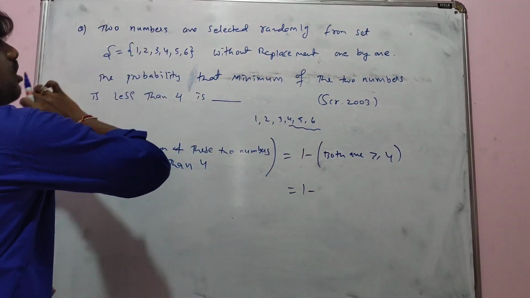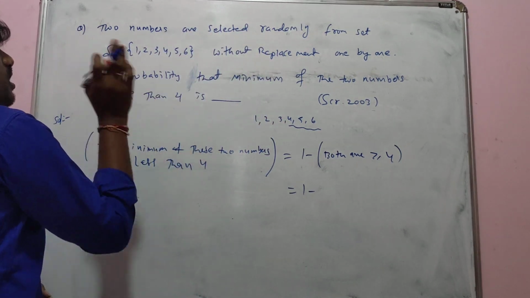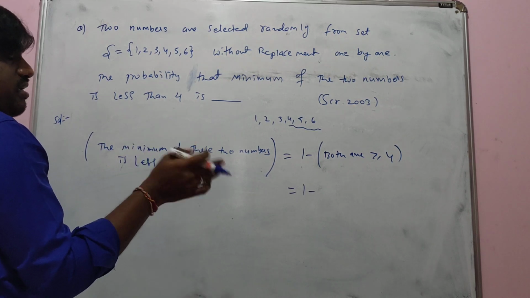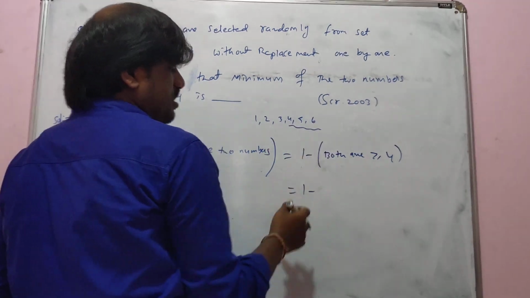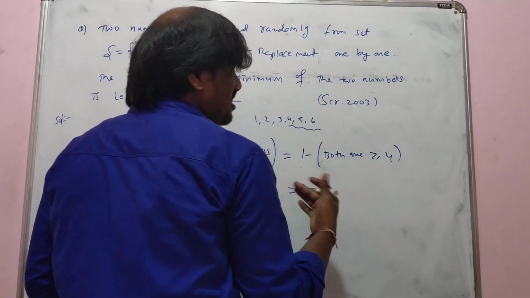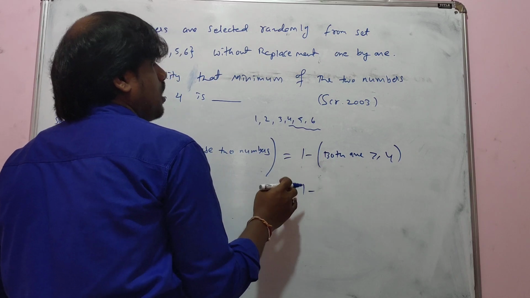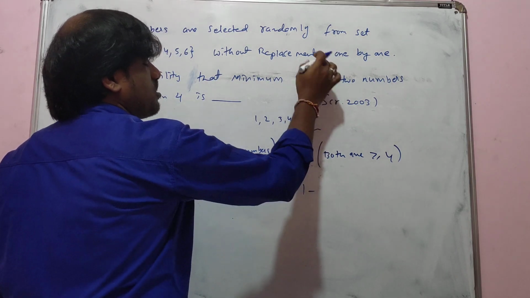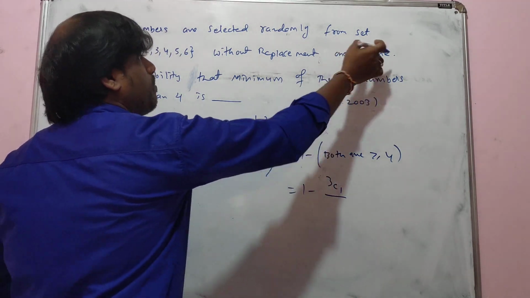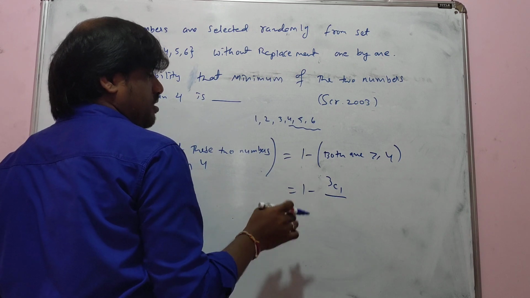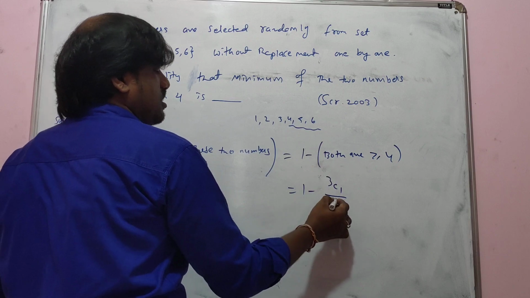I need to select how many numbers? Two numbers are selected at random from the set. You need to select the two numbers one by one, and it is asking for the minimum, so I go for the maximum. Maximum is 4 5 6. So 1 minus, to select, you have to select 1 out of 3 numbers. So 3C1 divided by, first I select one number, one by one, without replacement, so 3C1 divided by the total numbers, 6C1.